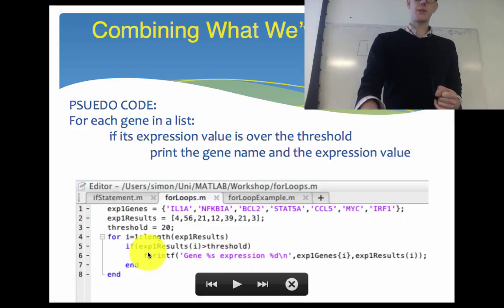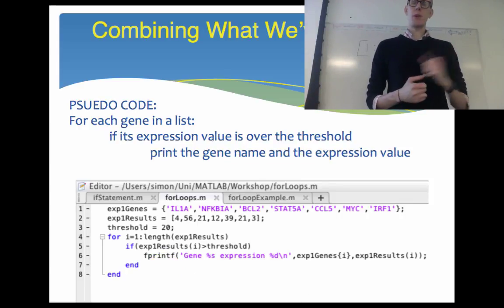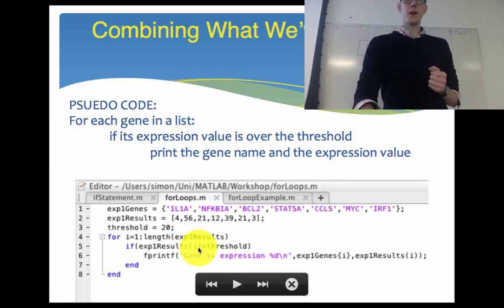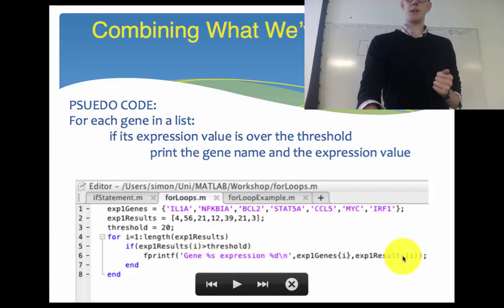So we're going to go through for i equals 1 to the length of exp1 results. We know that's going to be 7 in this example. So i will be 1 the first time, 2 the second time, 3 the third time. We will get the first gene result, then the second gene result, then the third gene result, checking each time whether it's greater than the threshold. Only if that's returning true will we print the gene expression and the result value to the screen.